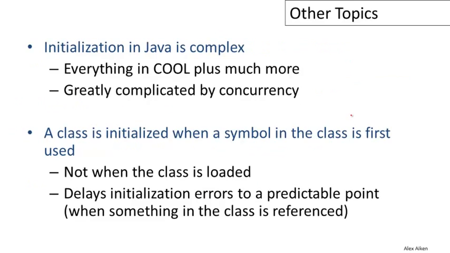Now I'd like to spend a few minutes talking about initialization in Java, which is quite complex. This shouldn't be too much of a surprise because if you remember, initialization in Cool was also pretty complex. And Java is just a superset of Cool, so it has all the initialization issues that Cool has, plus much more. The main source of complication is concurrency, but other language features also add to the complexity of initialization in Java.